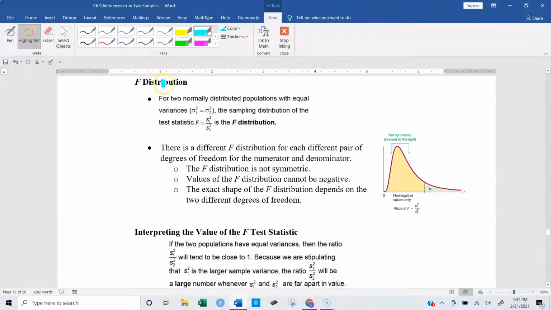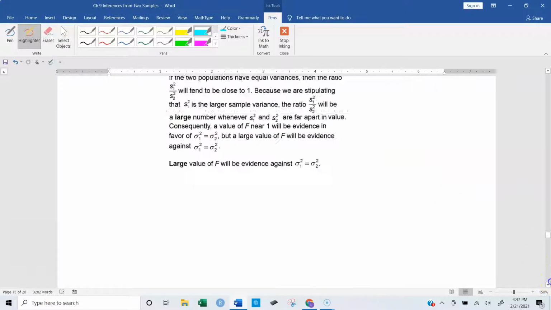All right, the F distribution. We have two normally distributed populations. It can be the variance. Remember, if we take the square root, that's the same thing as our standard deviation. And our test statistic is calculated here, but we'll be using StatDisk. Again, it is not symmetric, because it is skewed right, just like before, nothing different.